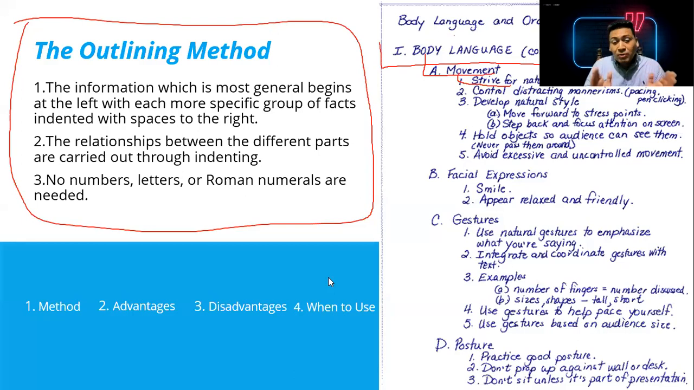Now, the outlining method consists in taking notes, dividing the information into categories. For example, when we say here, body language is the main topic. So that is the first category, the principal category, the main category. Now, inside body language, we are going to talk about movement, facial expressions, gestures, posture. So those are the second category. They are in second place.